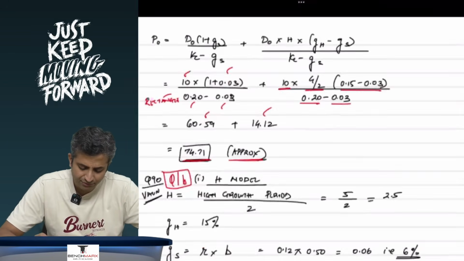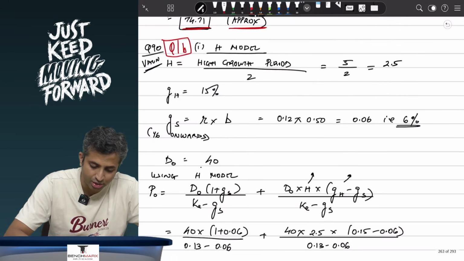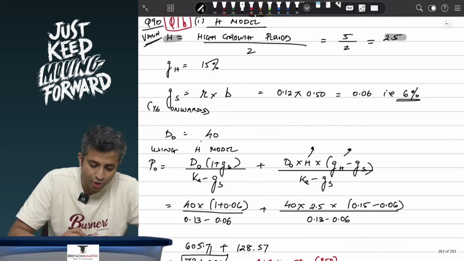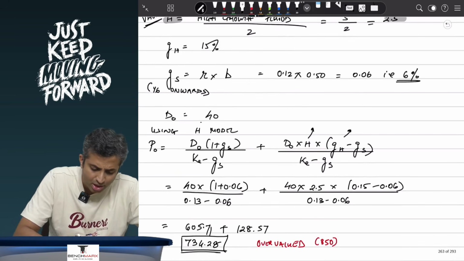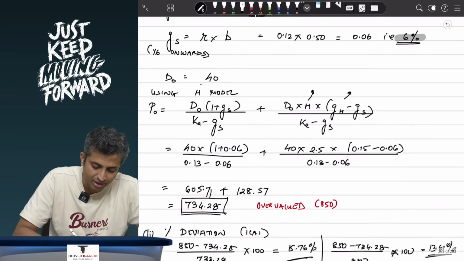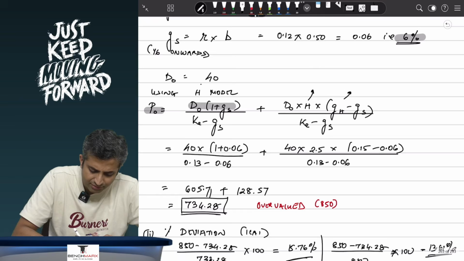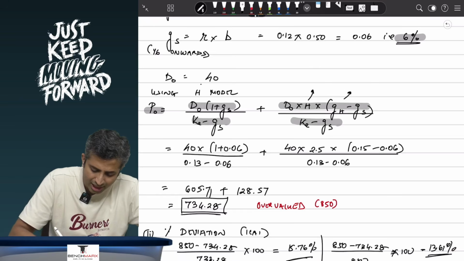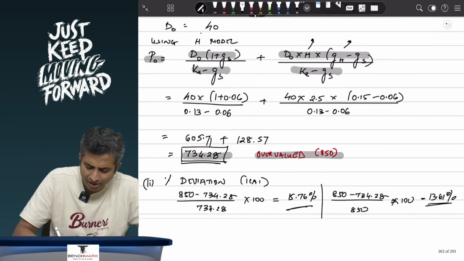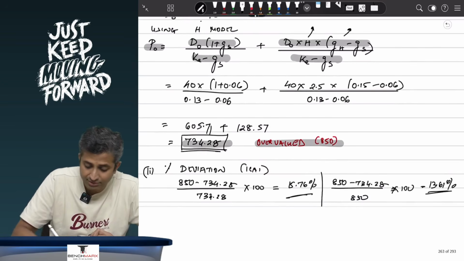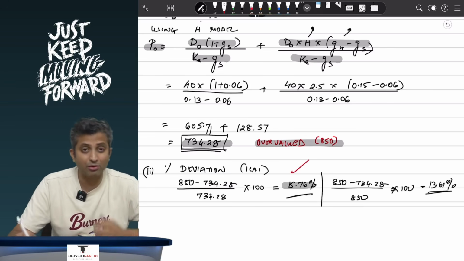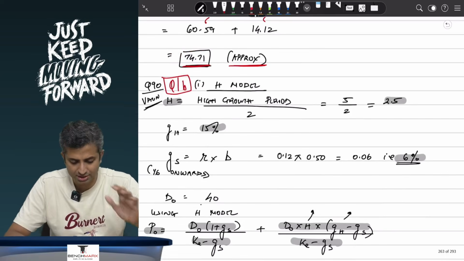So over here, if you review the H model, you will see the H factor is 2.5, that is high growth period, transition period divided by 2. Growth over here is 15%, stable growth is around 6%. The formula for the H model is given to you, and from that you will apply and get around 734. This is overvalued because the price is 850, and the deviation as per ICI can be calculated in either of the two ways. Because they say deviation from the intrinsic value, I'll preferably go with the first approach.